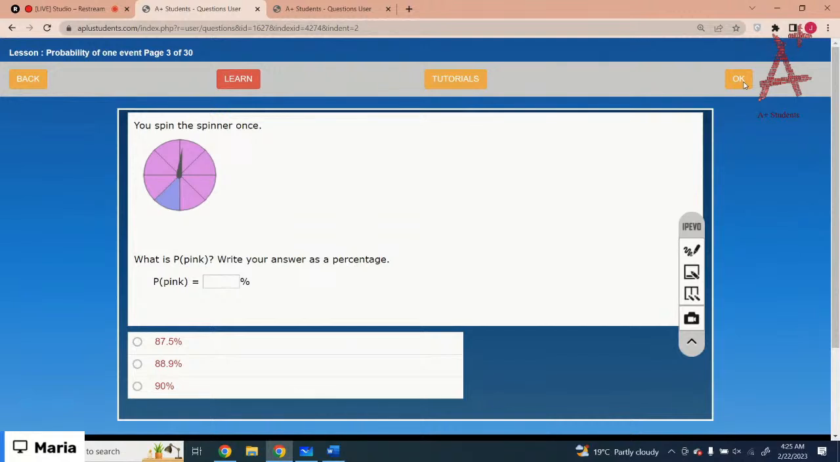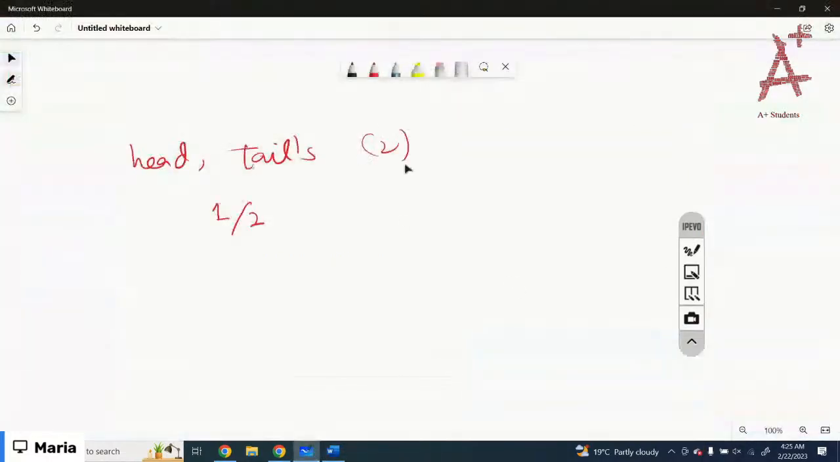So the total options are, let me just count the total portions of the spinner. Got it? It has 1, 2, 3, 4, 5, 6, 7, 8. The total portions are 8, and out of the 8, 7 of them are pink. So the probability of getting pink is 7 over 8. Let me just calculate 7 over 8. It is 87.5%. Got it?